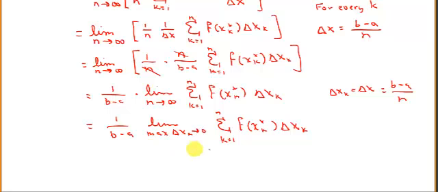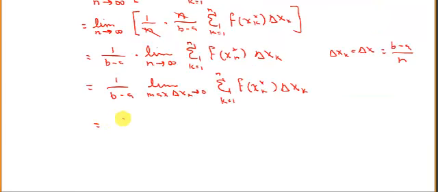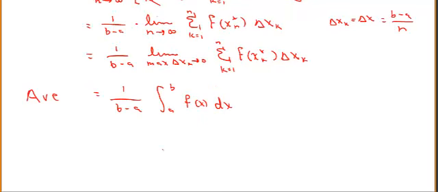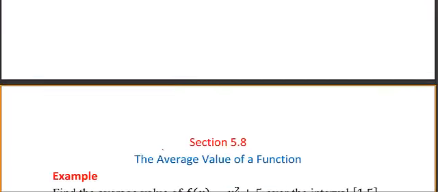And this is exactly the definite integral, so this would be 1 over b minus a times the integral from a to b of f of x dx. So we have then that the average value is precisely the reciprocal of the interval length, 1 over the length of the interval, times the integral from a to b of f of x dx. All right, let's take a look at an example of that.